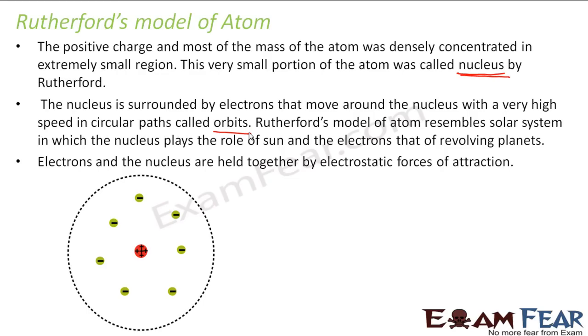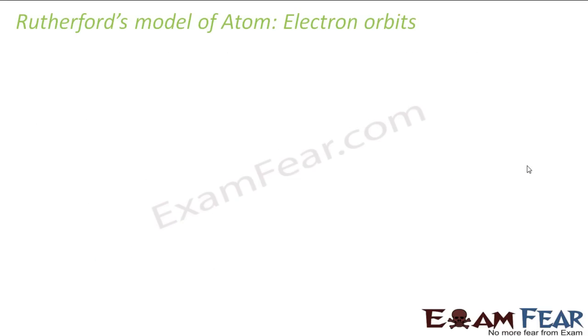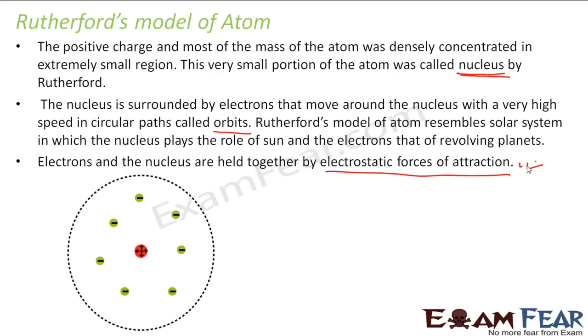He told that the electrons and the nucleus were held together by electrostatic forces of attraction. Right? So Rutherford's model of atom was very similar, or analogous, to our solar system. So many times, since Rutherford was the one who spoke about the existence of the nucleus for the first time, therefore Rutherford's model of atom is often known as Rutherford's nuclear model of atom.